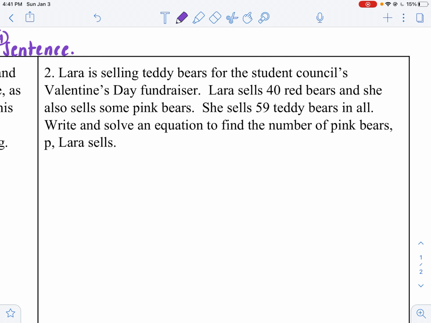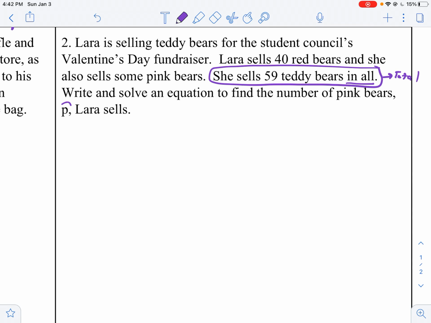We're going to start with number 2. Lara is selling teddy bears for the Student Council's Valentine's Day fundraiser. Lara sells 40 red bears, and she also sells some pink bears. She sells 59 teddy bears in all. And whenever I see "in all," that kind of sounds like a total, so I always like to write that. Okay? Write and solve an equation to find the number of pink teddy bears.